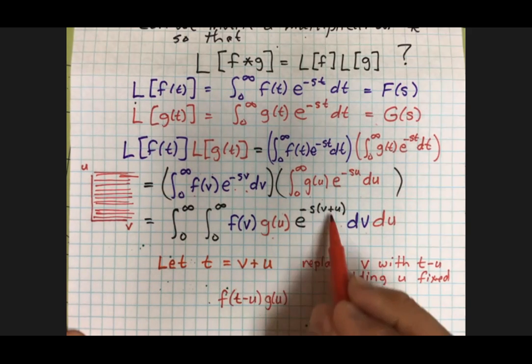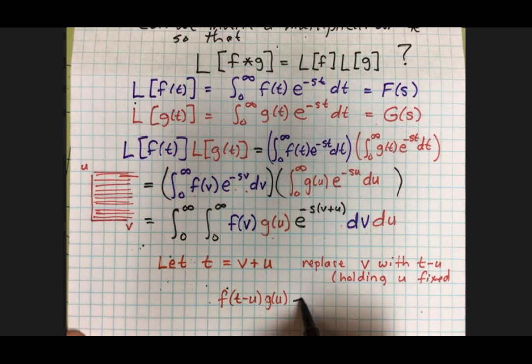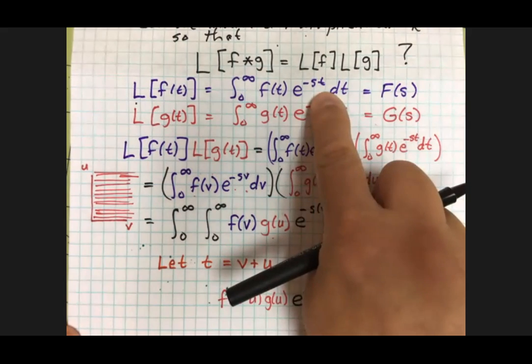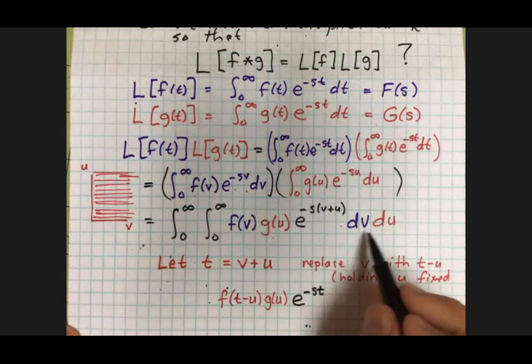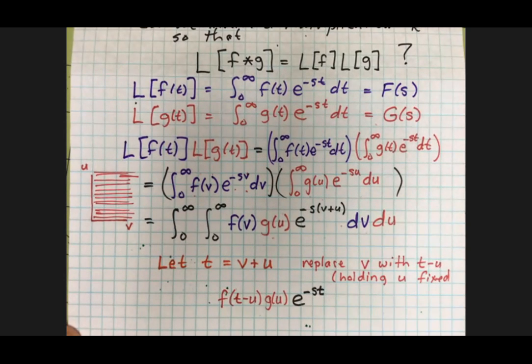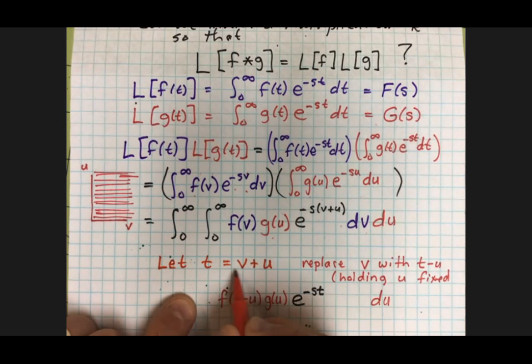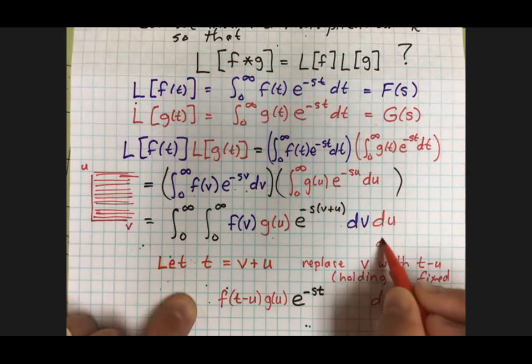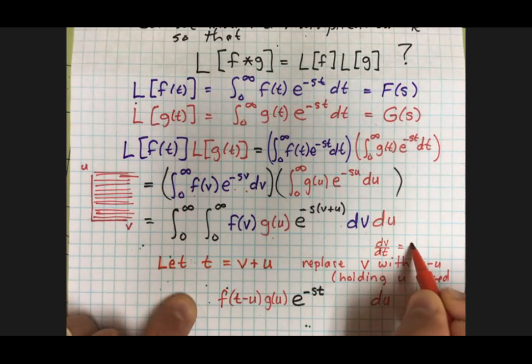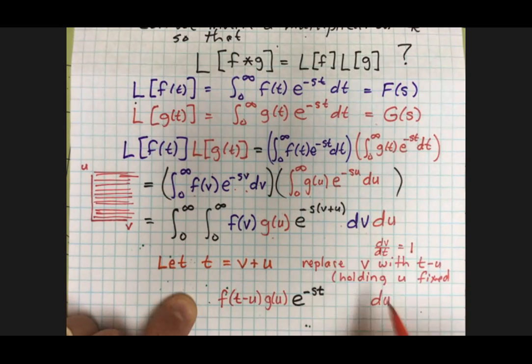What does it do here? That even makes that look easier. E to the minus ST. In a way, do you see where I'm headed? I'm trying to head back to recover the Laplace transform. Let's go over here. Now I'm not doing anything to the U, so let's let the U be left alone. But what should the dV become? Well, dV dt, if I differentiate this, V is T minus U. So dV dt is one, just considering them as variables. So dV is actually equal to dt.